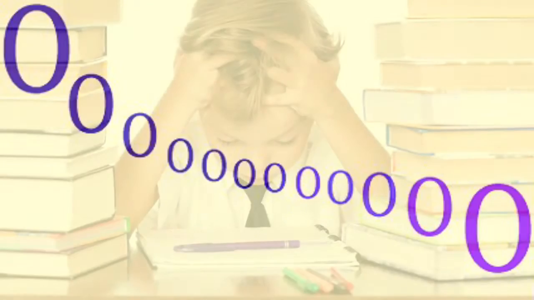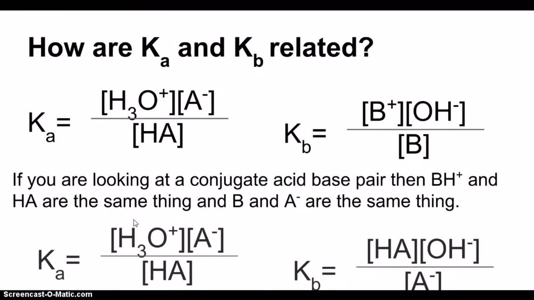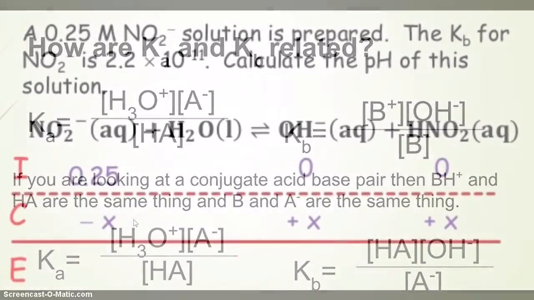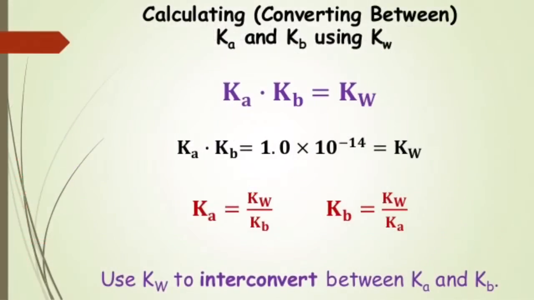What if I had zeros on both sides? I find that I'm stuck. Ka times Kb be the way to go. Rewrite and ICE charts. It's important to know Ka times Kb.